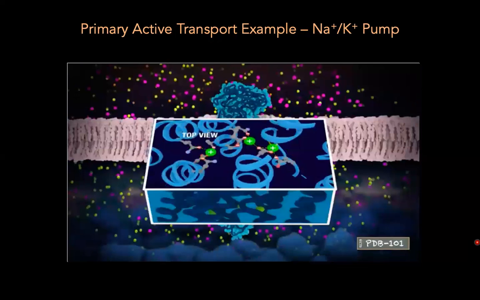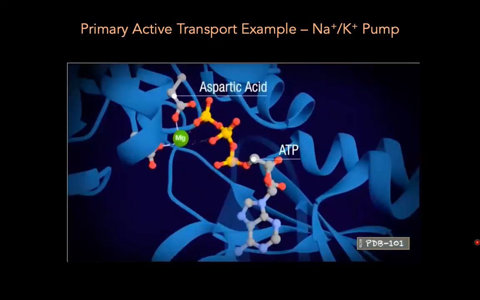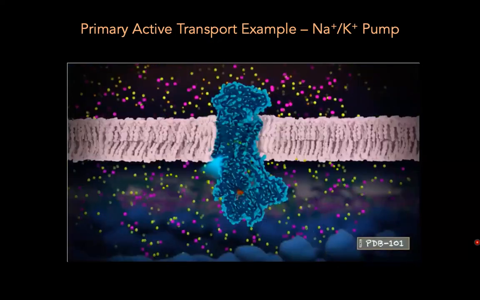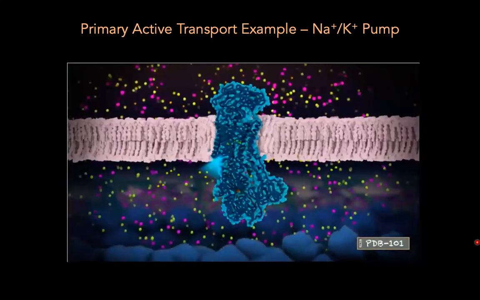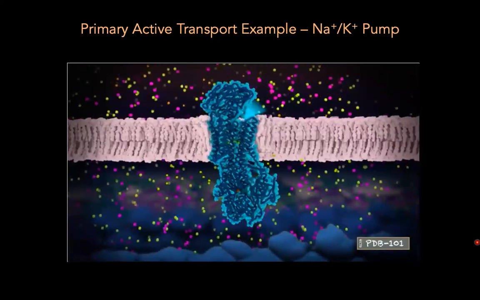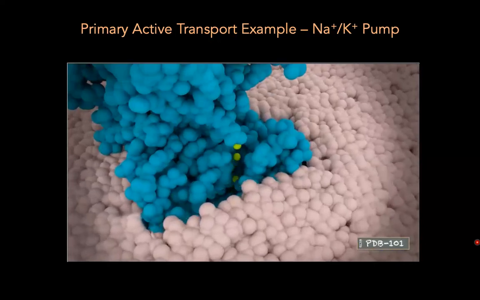This causes the N, P, and A sites to shift closer together. With the help of a magnesium cofactor, the P site is phosphorylated and ADP is cleaved off. This leads to a conformational change that exposes the sodium ions to the outside. The sodium ions can then be released, one after another, into the extracellular space.